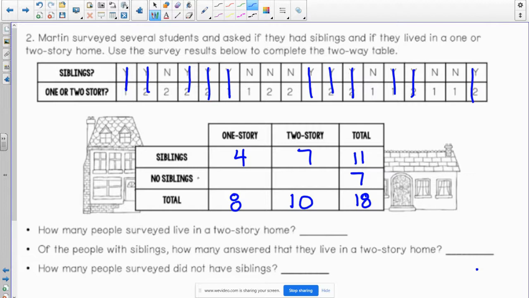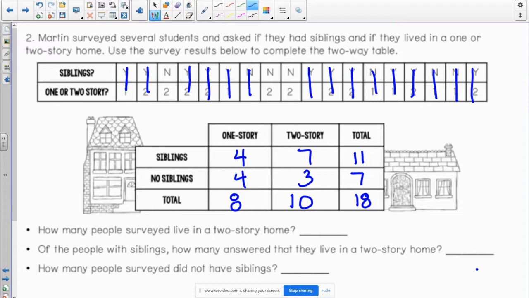So 1-story and no siblings. So no and 1. So 1, 2, 3, 4. Good sign. Again, this one should be 3 because 4 plus 3 is 7, or 7 plus 3 is 10. So it should be 3 left. 1, 2, 3. Awesome. So we did fill in the two-way table from the data given.